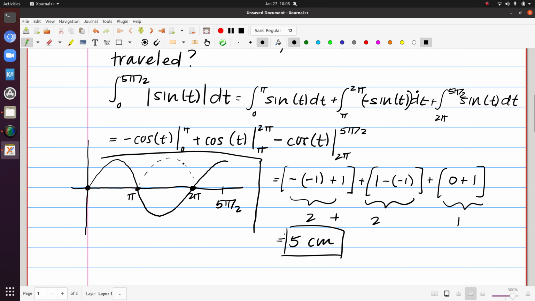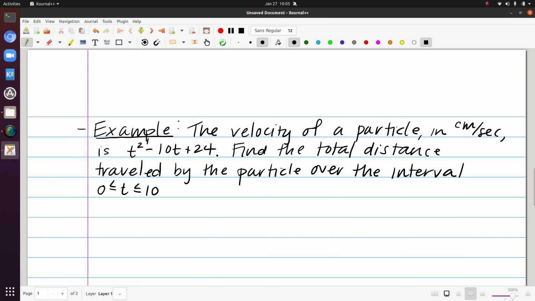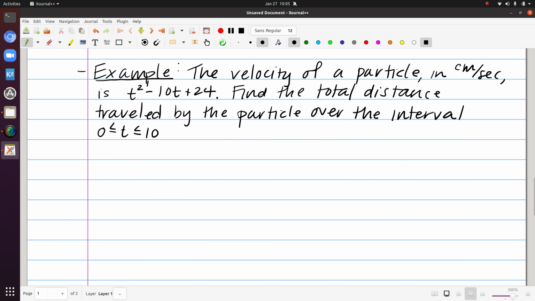Okay, in my second example, we're going to assume that the velocity of a particle in centimeters per second is t squared minus 10t plus 24. And much like the second part of the previous example, I want to find the total distance traveled by the particle over a particular time interval. For this one, it's not as obvious to me as with, say, the sine function, whether this is positive or negative. So we have to do a little bit of analysis on that first.